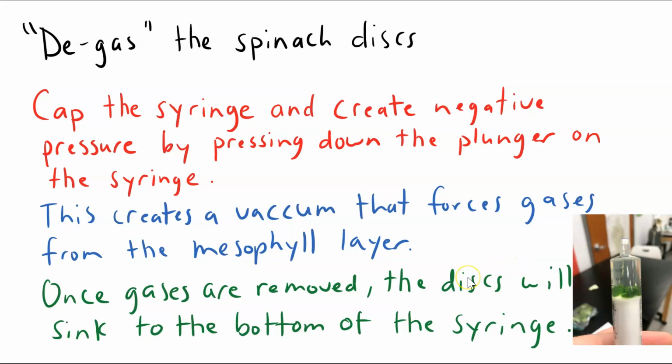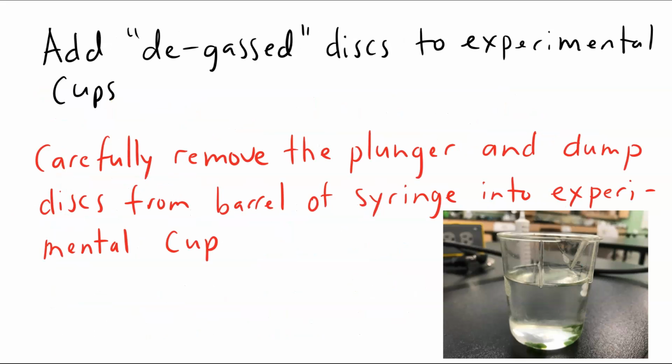Okay, once the gases have been removed from the discs, they will sink to the bottom of the syringe like those shown here, and the experiment is ready to start. So we're going to take those degassed discs and add them to our experimental cup. You have to do this rather carefully. It takes a little bit of finesse to remove the barrel from the syringe and to quickly dump the discs into your cup.